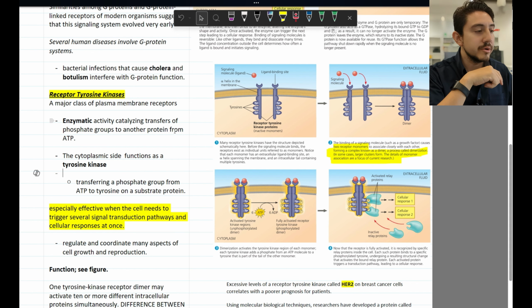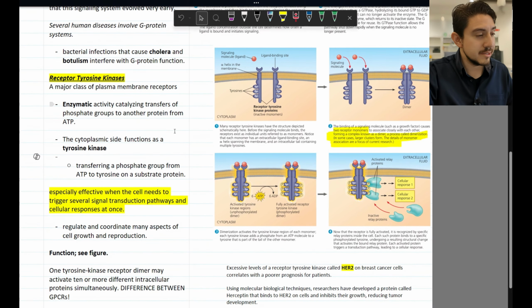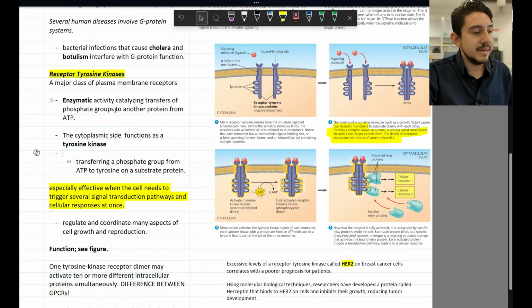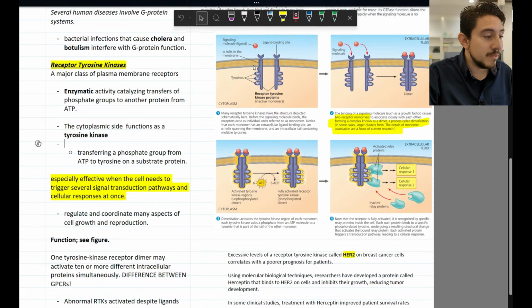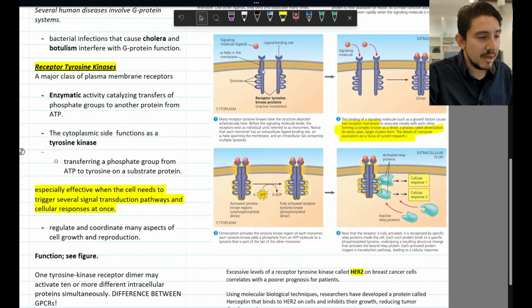Okay, so the next molecule that we're looking at is receptor tyrosine kinases, and this is a major class of plasma membrane receptors. And this type of receptor deals with enzymatic activity catalyzing transfers of phosphate groups. So that's their kind of main point there, to another protein from ATP. Okay, so the majority of these types of receptors is found on the cytoplasmic side, as you can see here.